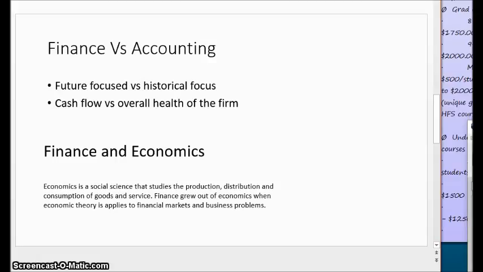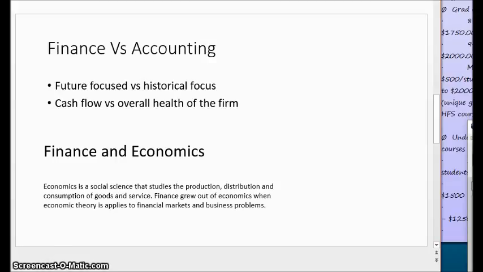Some of you, like I said, have taken accounting classes and economics classes, so you may wonder, what's the real difference here? What is finance versus accounting? When we look at finance, we're looking at the future. What should we do? How should we spend the funds that we have? What projects will give us the best returns? How should we balance our investments? What should we do in the future?